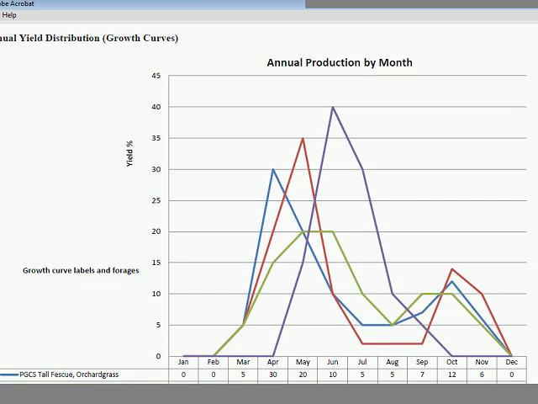Okay, I'll give things a chance to catch up. So are those curves showing okay?